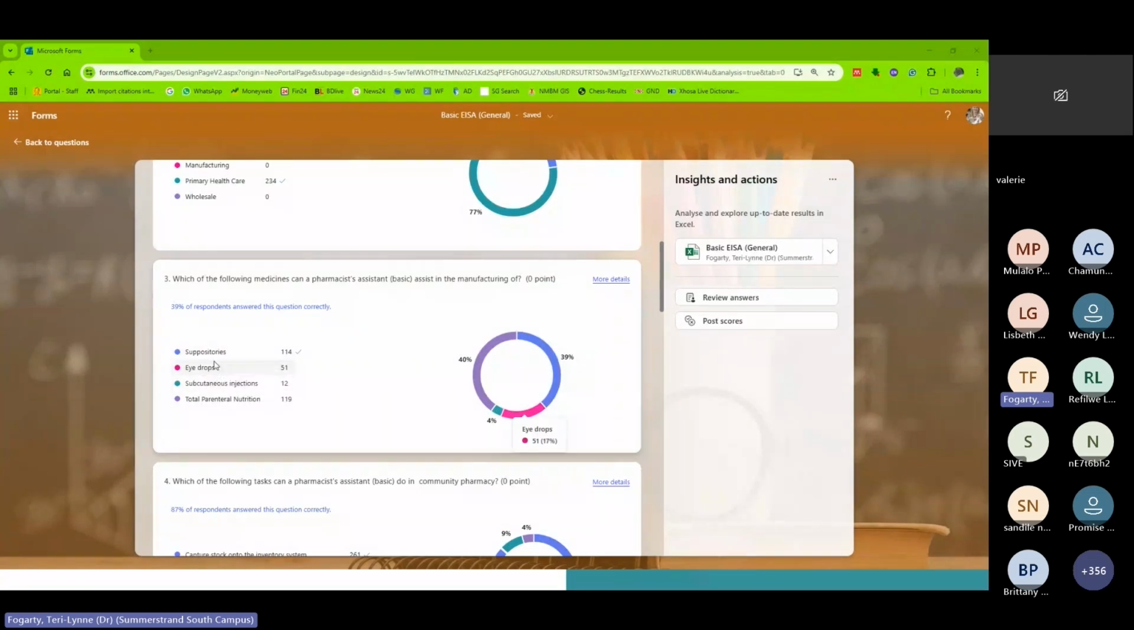We're asking if you know which dosage form you are allowed to manufacture within your scope of practice as a basic assistant. And so if you look at these examples, your knowledge base tells you that eye drops are sterile, subcutaneous injections are sterile, and total parenteral nutrition is sterile. And therefore, those three are not within the scope of a basic assistant. The only one that is non-sterile, and within the scope of an assistant, is a suppository.